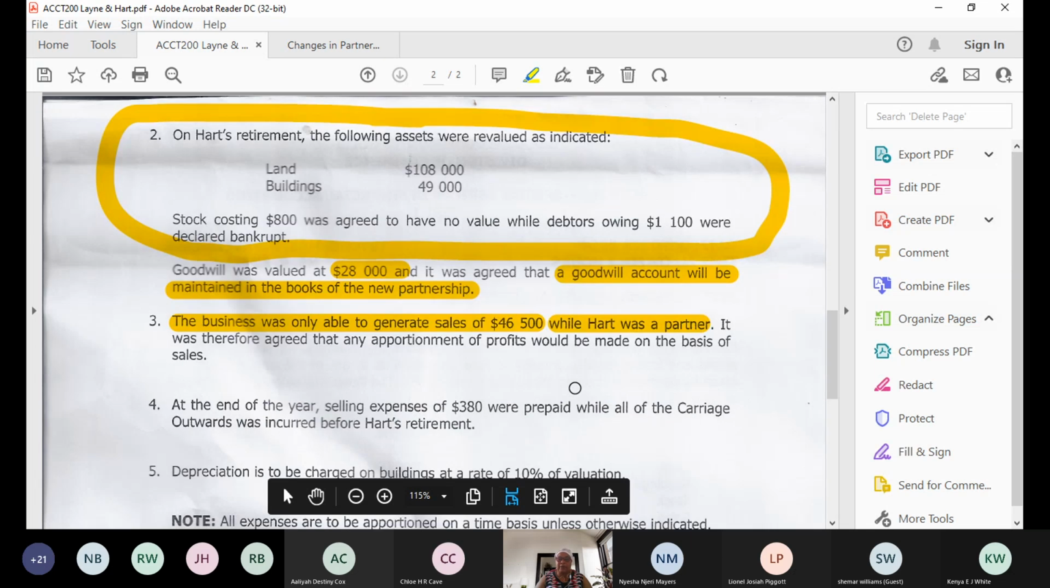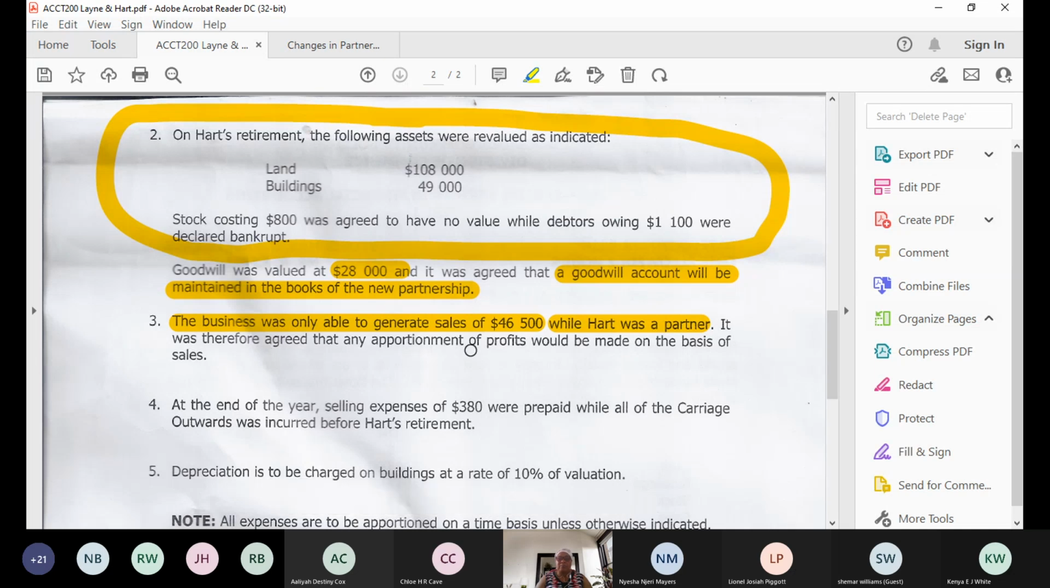And then this part is important again. It says, it was therefore agreed that any apportionment of profits would be made on the basis of sales. So it means that when we are apportioning our gross profit, it must be apportioned in the same manner that the sales were generated. Okay, so any apportionment of profits will be made on the basis of sales.